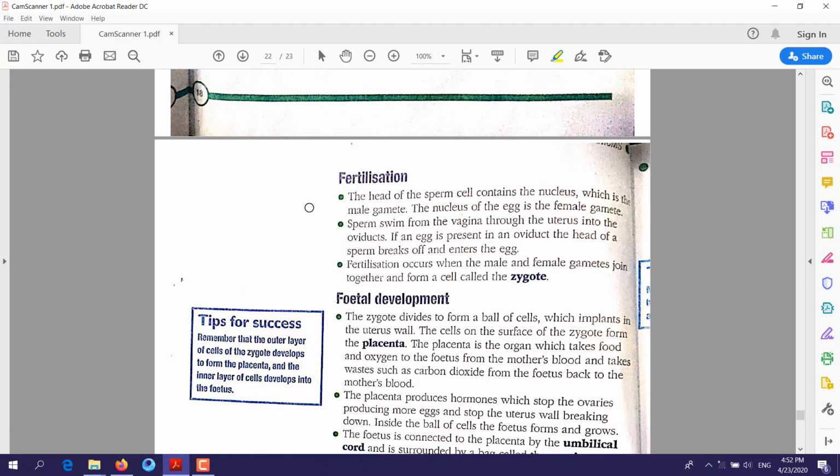Fertilization. What is the process of fertilization? It is when the female gamete fuses with the male gamete. Male plus female gametes, they fuse together, they join together. This process we call fertilization. We said it happens in the oviduct. When the sperm fuses with the egg, they form a zygote, or we call it a fertilized egg.